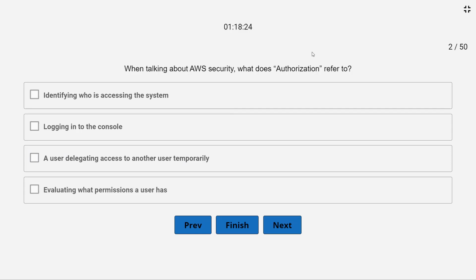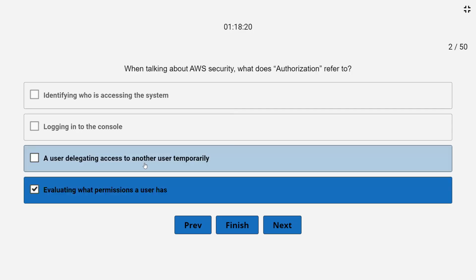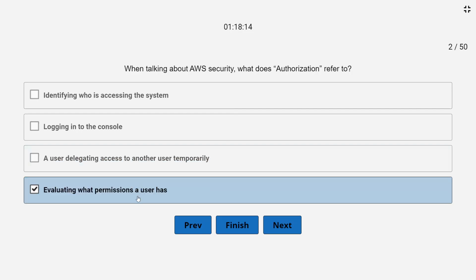Okay, D. So this one, let me explain before we move on. We have authorization, we have authentication, right? Authorization is evaluating what permissions somebody has. Is the person authorized to access this? And authentication is identifying who is accessing. That is authentication.